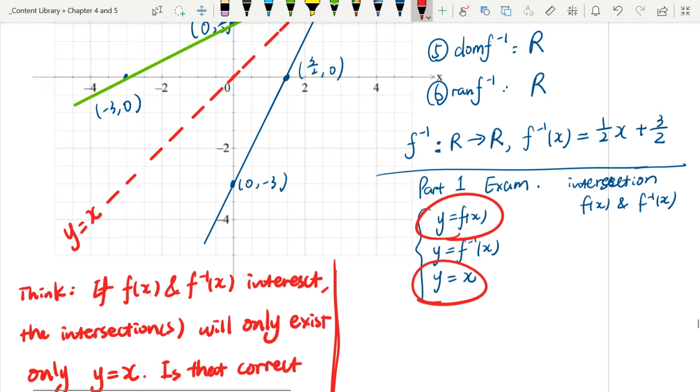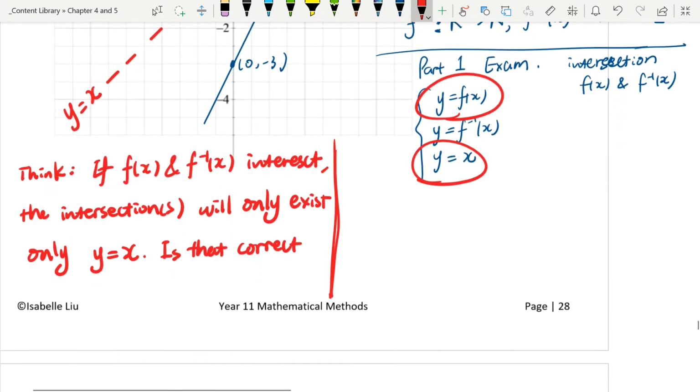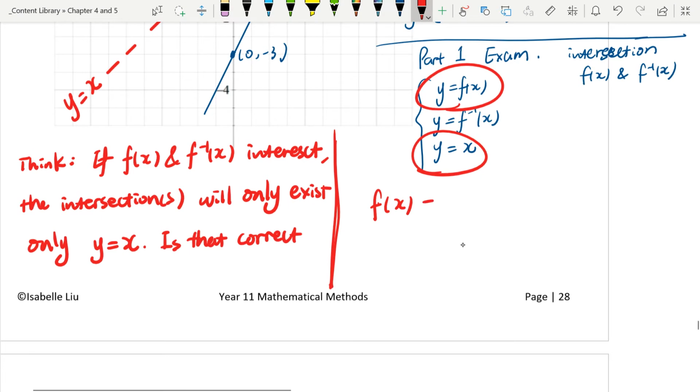Nothing wrong if you equalize f(x) and f inverse x. You still get the same answer. So if you equalize f(x) and f inverse x, you get the intersection. But I can also equalize f(x) and x to get the answer because it's the same point. Okay, it's the same point.